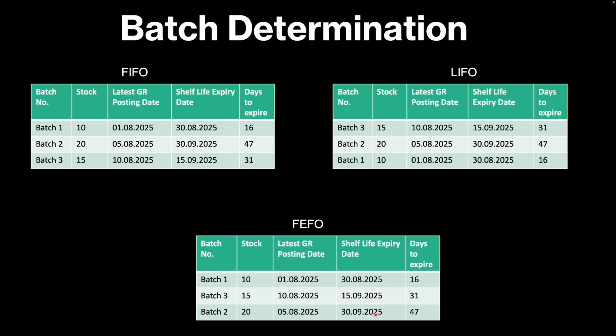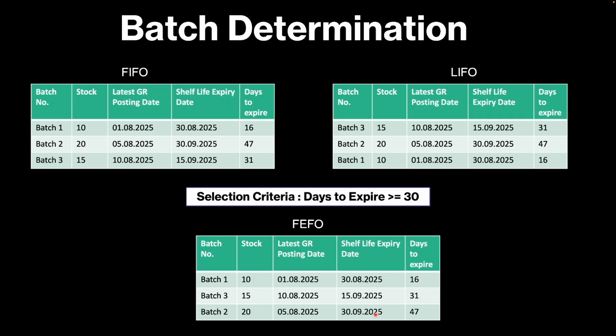But let's say that before doing this sorting process, you want to do a selection process also. Let's say that the person who is issuing the material tells you that he does not want any batch to be issued which is going to expire in the next 30 days. That is, any batch which has days to expire less than 30 days, the user is not going to issue that. So how can we address this requirement? You can see here, we have a selection criteria that the days to expire should be greater than or equal to 30. Let's say that the plant manager tells you that he is not going to issue any material which will expire in the next 30 days.